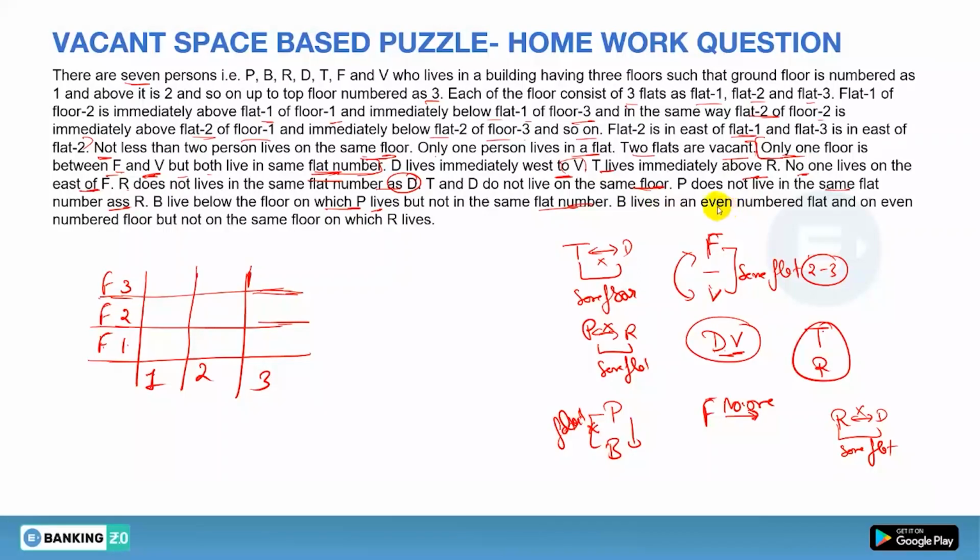Now B lives in an even number flat. So B must be in an even number flat. Even number flat, it is obvious, it is 2. Yes or no? Okay, that is for sure.